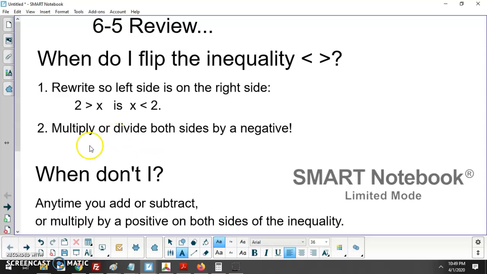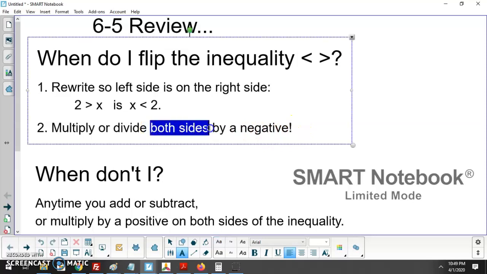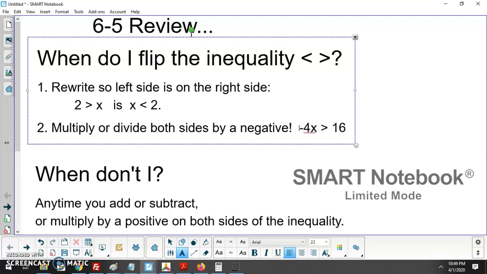All right? The other time you flip it is when you multiply or divide both sides of an inequality by a negative. And the key is both sides of the inequality. Not just when there's a negative in the problem, but when you have like negative 4x greater than 16 and you need to solve it by dividing by negative 4. Then you divide the other side by negative 4 and that would cause it to flip.